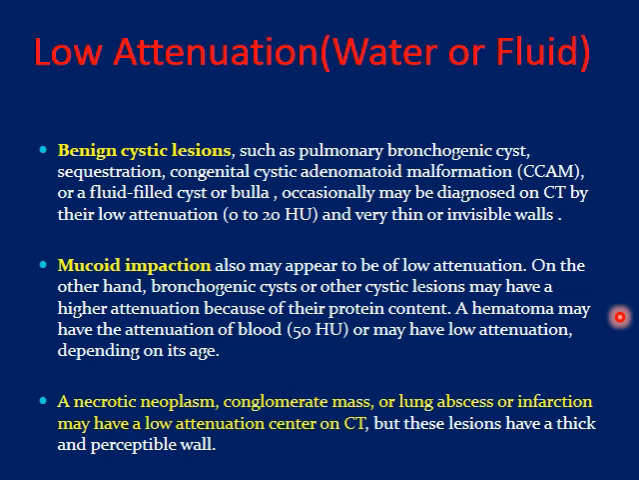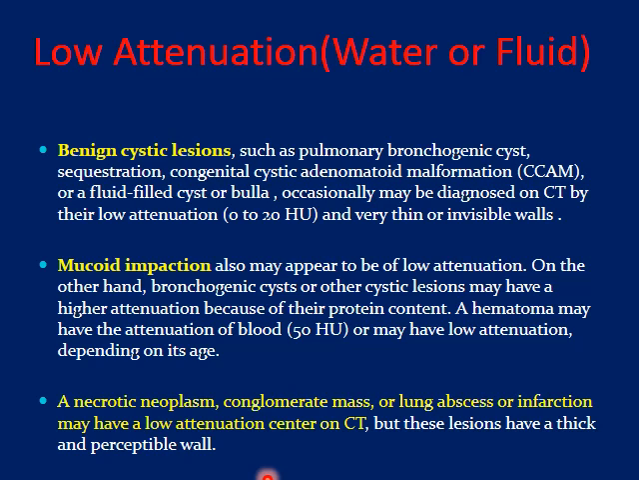Regarding low attenuation or low density within the lesion representing fluid. As you know, fat density is minus 50 to minus 100, while fluid is from minus 20, 30, 0, 20, 30, and so on. If you find low attenuation inside the lesion, it could represent benign cystic lesions such as bronchogenic cyst containing fluid, congenital cystic adenomatoid malformation, fluid-filled cyst or bulla, or infected bulla. And as you see, the attenuation is usually from 0 to 20 or 30 with very thin or invisible walls. Also, low attenuation can be seen in mucoid impaction in cases of allergic bronchopulmonary aspergillosis, but sometimes hemorrhage occurs on top and calcification also may develop, so the attenuation will increase and will not remain low attenuation.